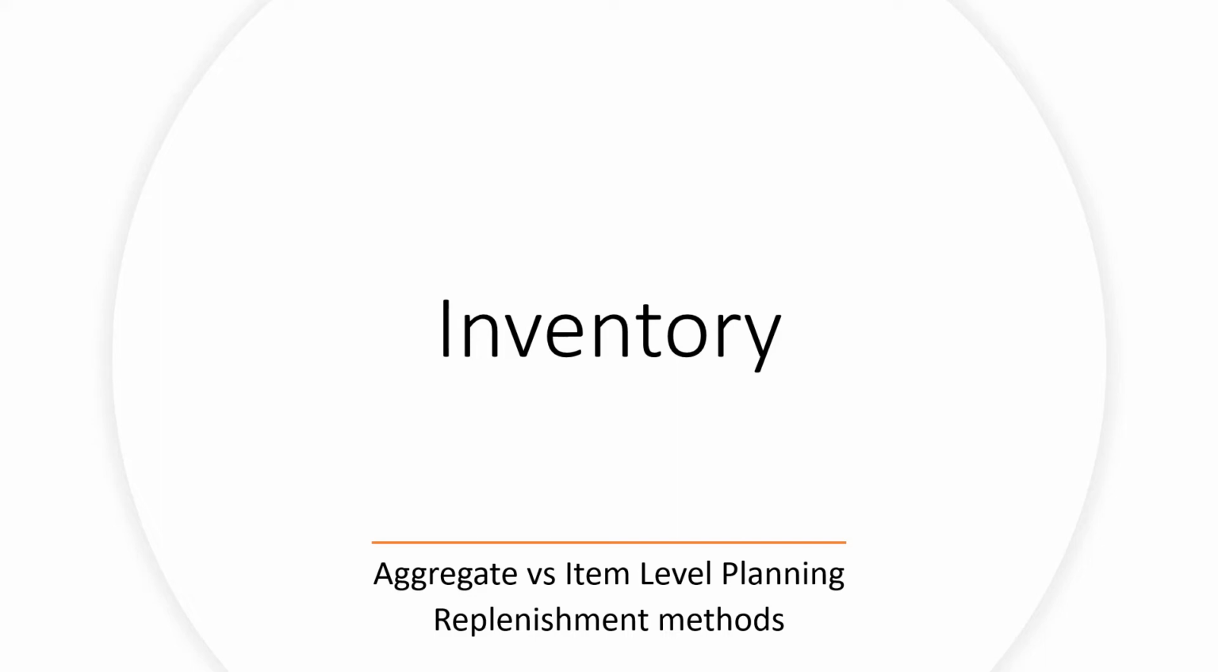Hello everyone, it's Akshay again, and in this video we are going to talk about two different ways of inventory planning. One is item level, the other one is aggregate level inventory planning. We are also going to talk about what are some replenishment methods. So once you have sold all your inventory, what are the different ways in which you can order back the inventory?